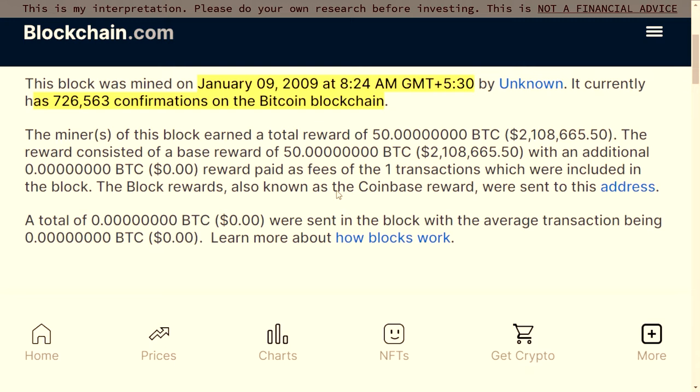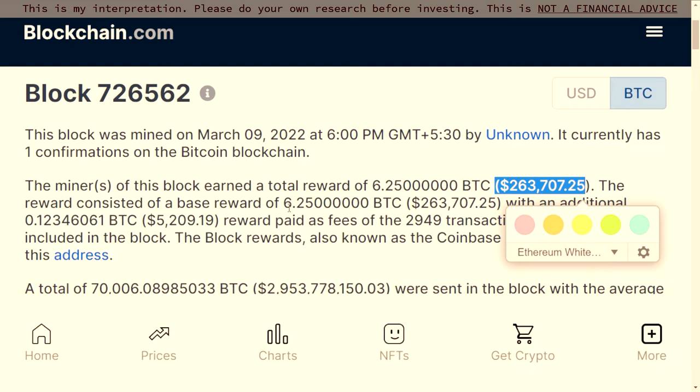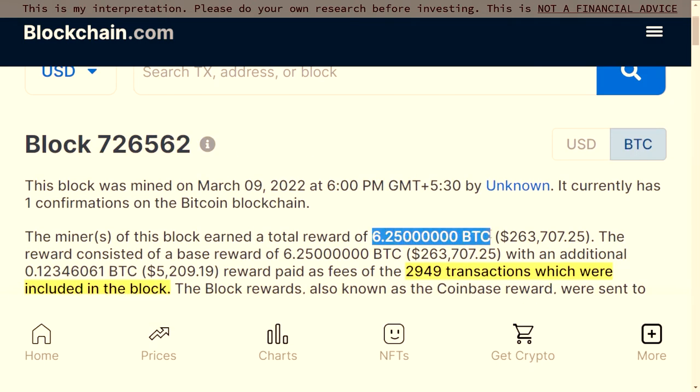In the first block, the block reward was 50 Bitcoin. We will cover these in the later part of this white paper. This is the current value, not the then value of Bitcoin. One minute ago, the miner who successfully got this block earned $263,707.25. The reward consisted of a base reward of 6.25 Bitcoin, with an additional $5,000 or 0.12 Bitcoin paid as a fee for 2949, around 3000 transactions, which were included in this block. And the Bitcoin reward right now is 6.25 Bitcoins.